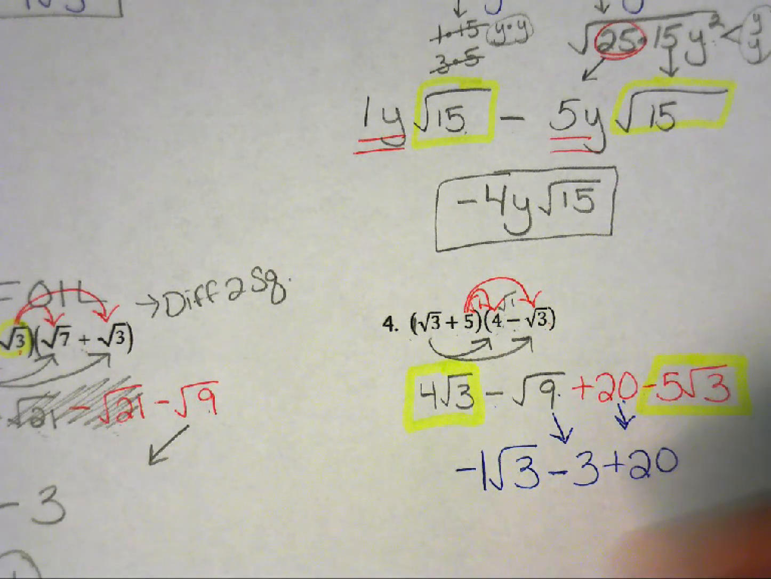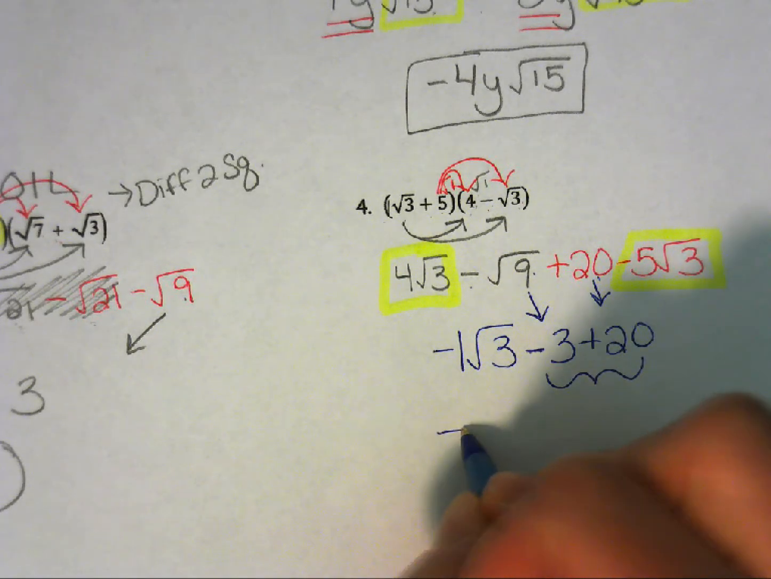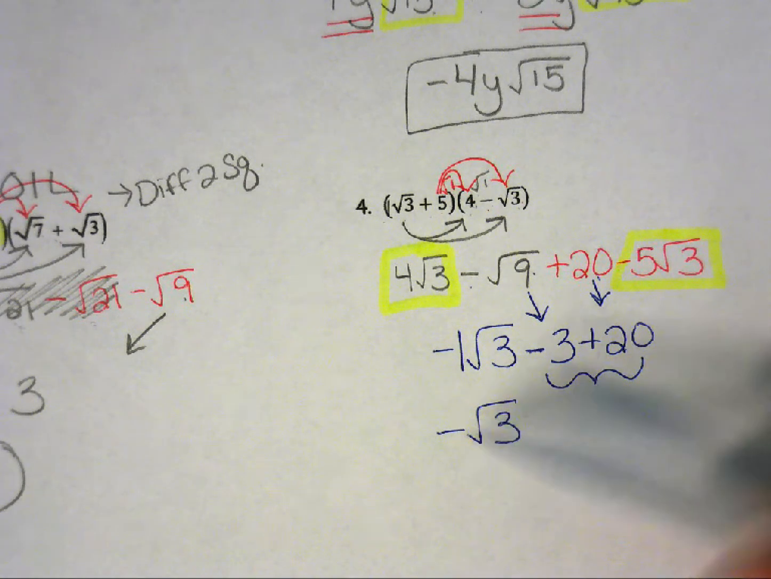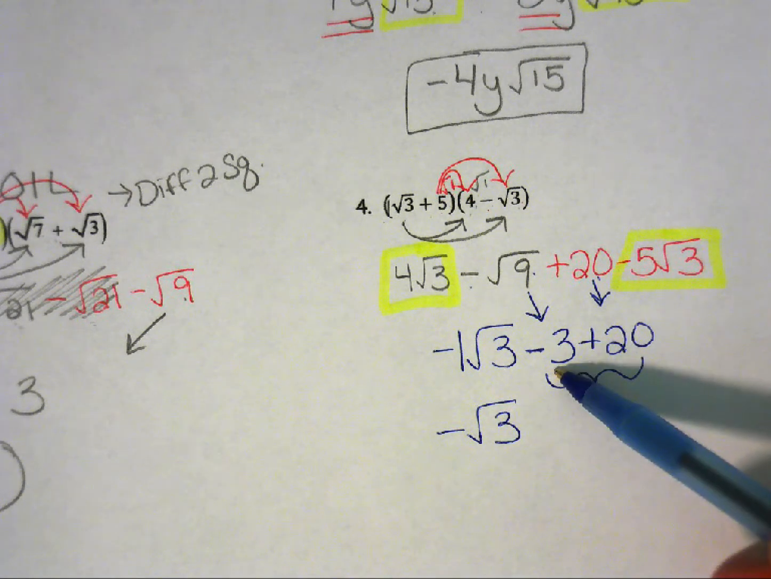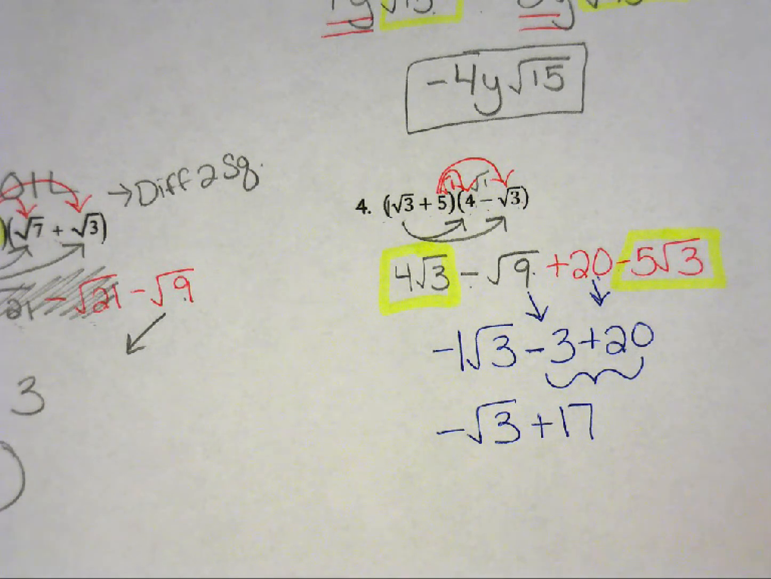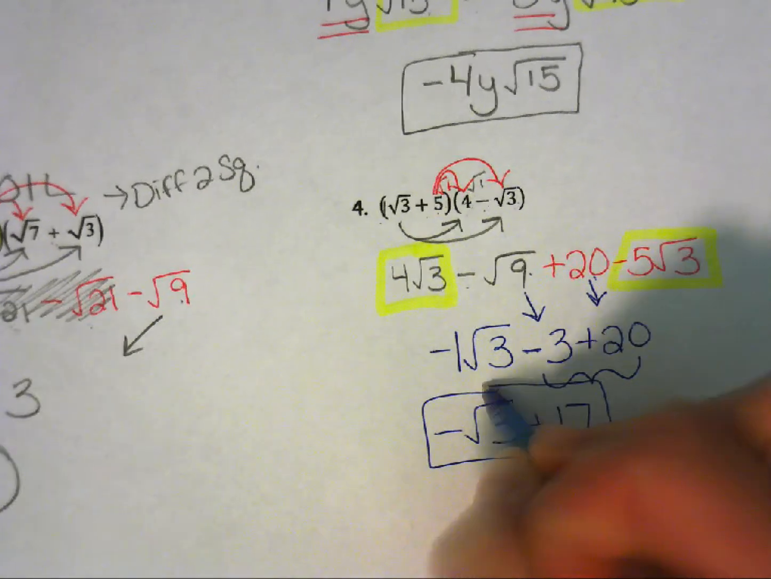And then I'm noticing that these are both constants. So I'm going to say a negative square root of 3. So notice how I dropped the 1, but I kept the negative. And now I'm just going to put these together. So negative 3 plus 20 would be a plus 17. So that right there would be perfectly acceptable as your answer.